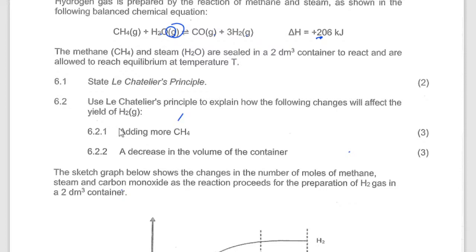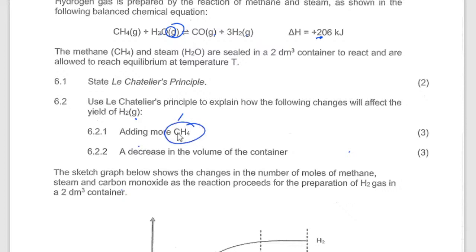When the equilibrium in a closed system is disturbed, what happens? They're saying that the system will reinstate the new equilibrium by favoring the reaction that opposes the disturbance. That's what you're supposed to talk about. So then the next question, they're saying use the principle to explain how the changes will affect the yield of hydrogen.